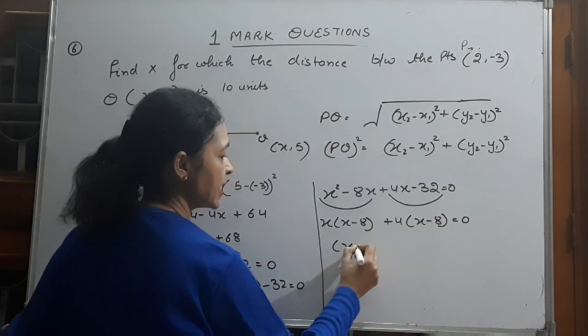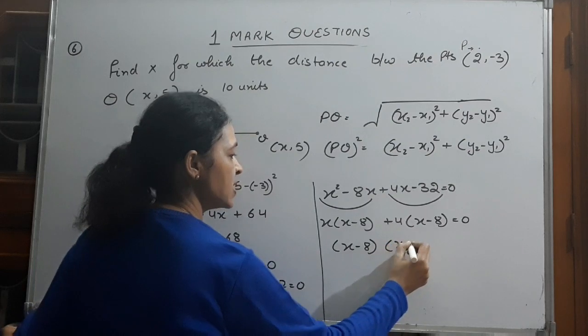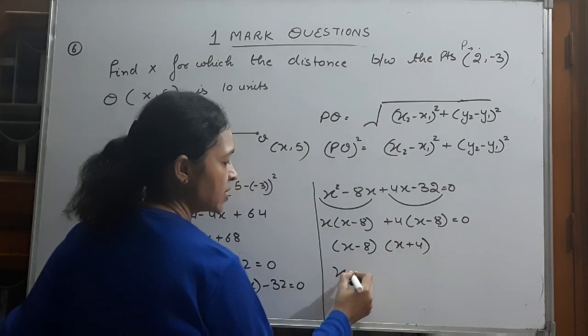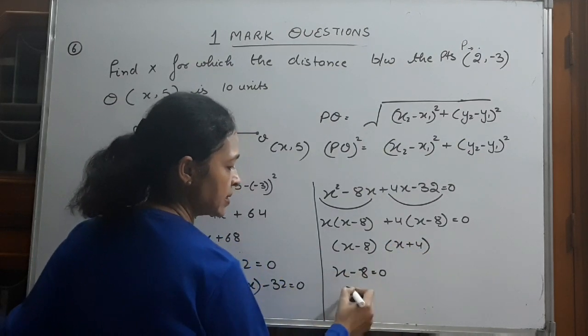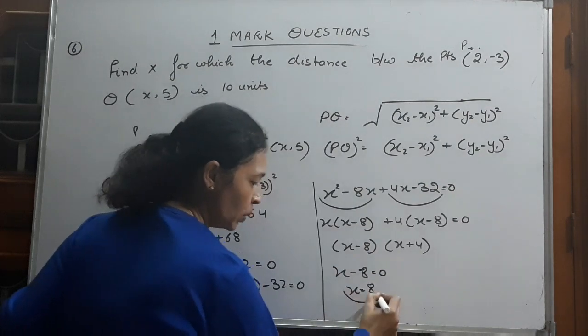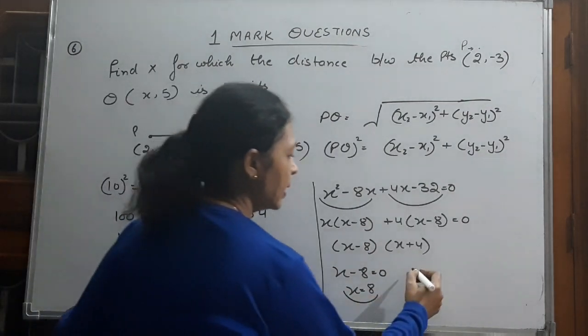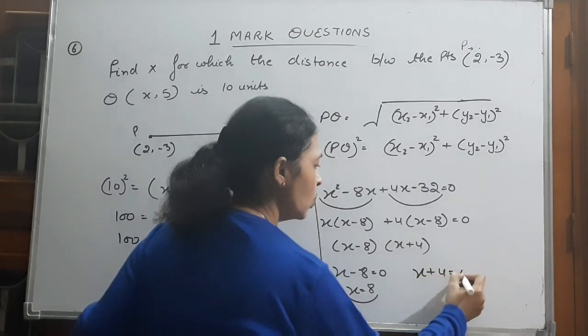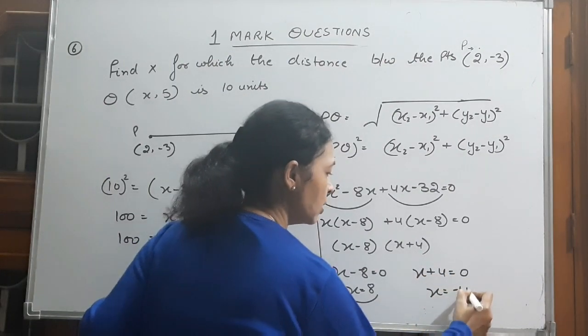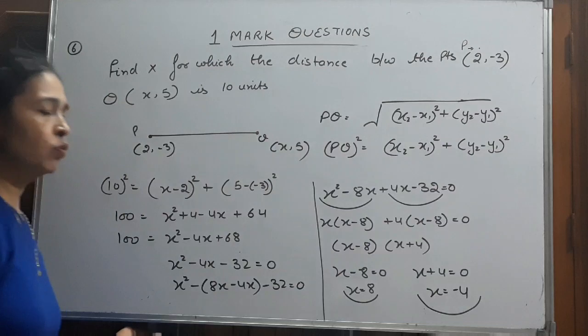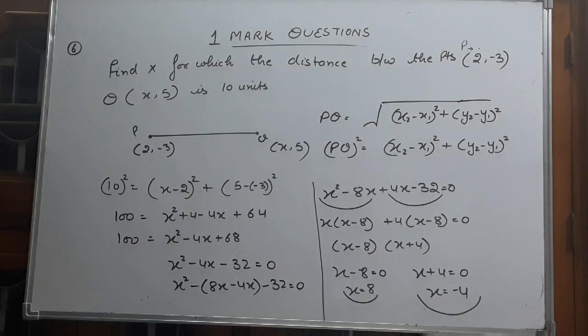We have two factors, x minus 8 and x plus 4. Put x minus 8 equals 0, so x equals 8, one value of x. And x plus 4 equals 0, so x equals minus 4. We have two values of x, 8 and minus 4.